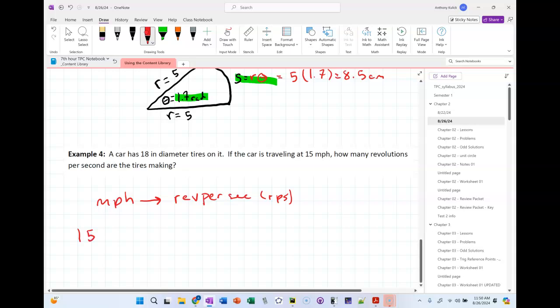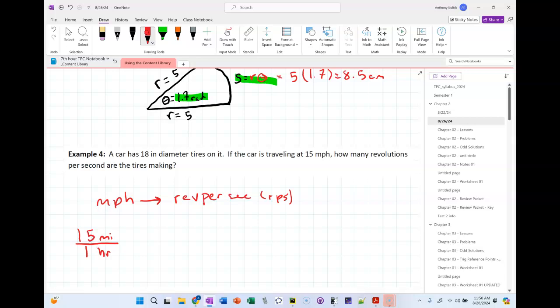So we'll do that. We'll start with what we know. So 15 miles per hour is the same as 15 miles per 1 hour. And I know that I want to end in revolutions per second. I don't know how to convert miles to revolutions immediately, but I sure as heck know how to convert hours to seconds. So let's start with that.